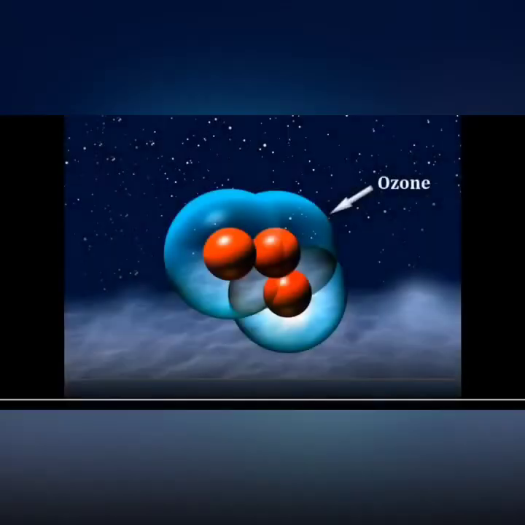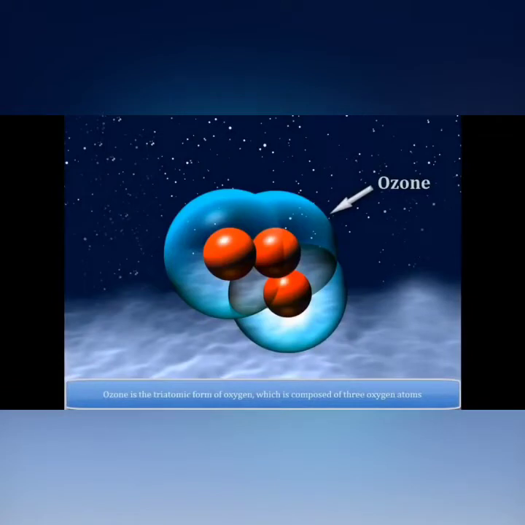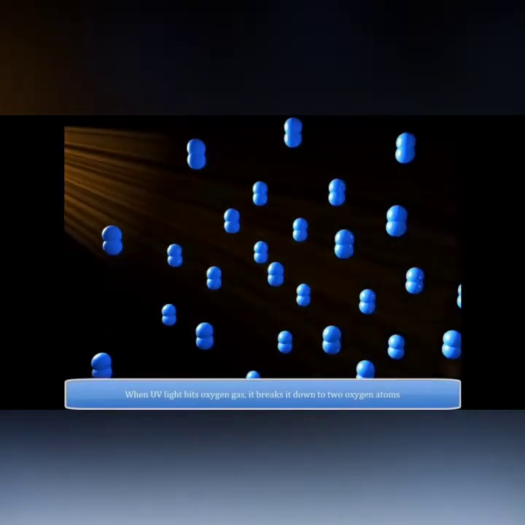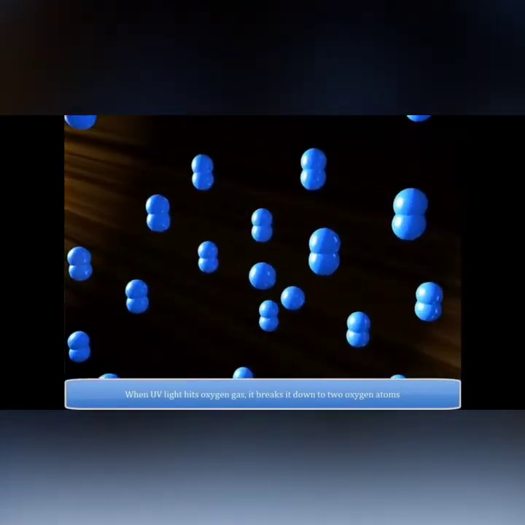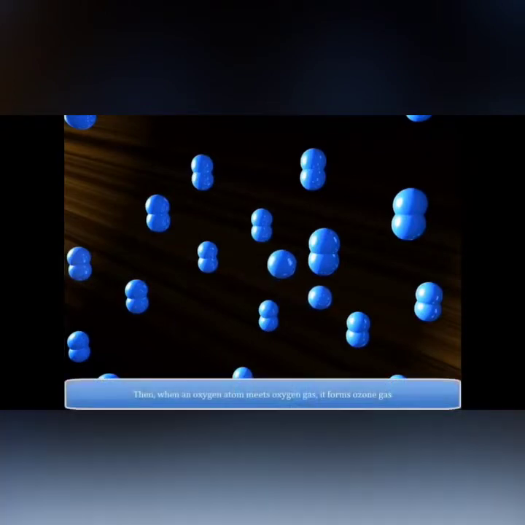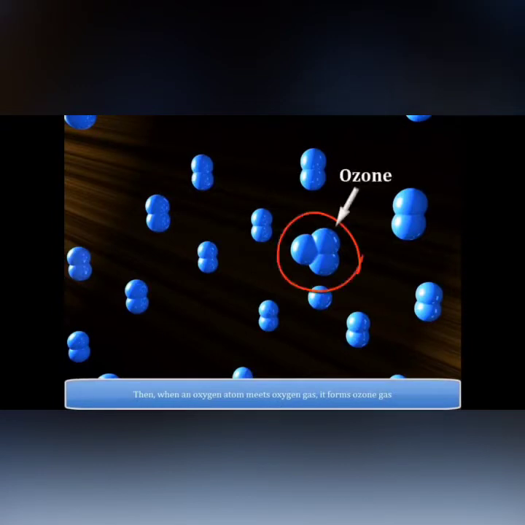Ozonation. Ozone is the triatomic form of oxygen, which is composed of 3 oxygen atoms. When UV light hits oxygen gas, it breaks it down to 2 oxygen atoms. Then when an oxygen atom meets oxygen gas, it forms ozone gas. Because ozone is unstable and cannot be stored successfully, it must be generated at the point of application by ozone generator.